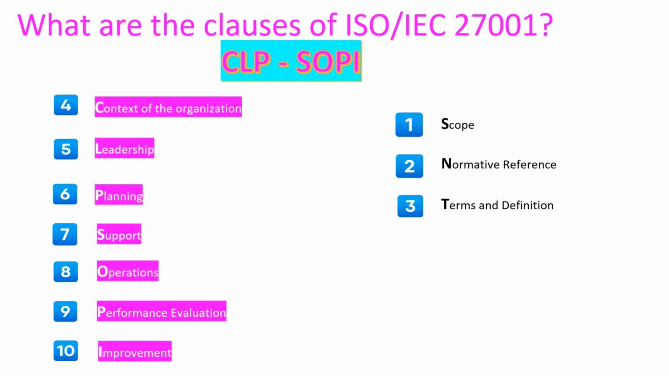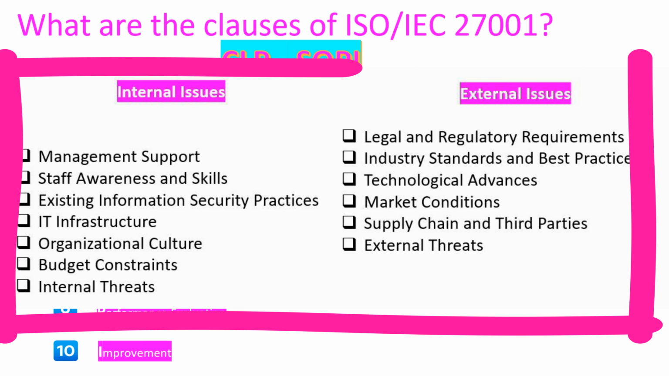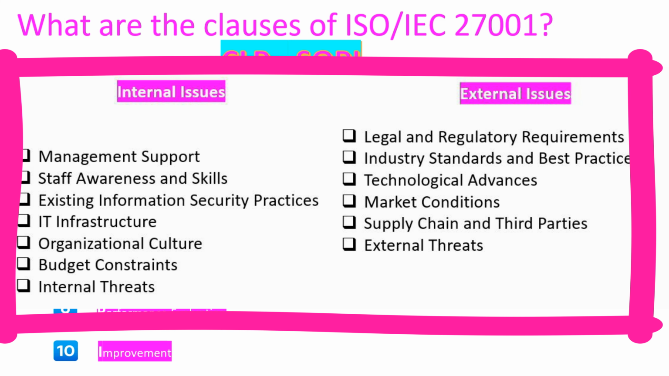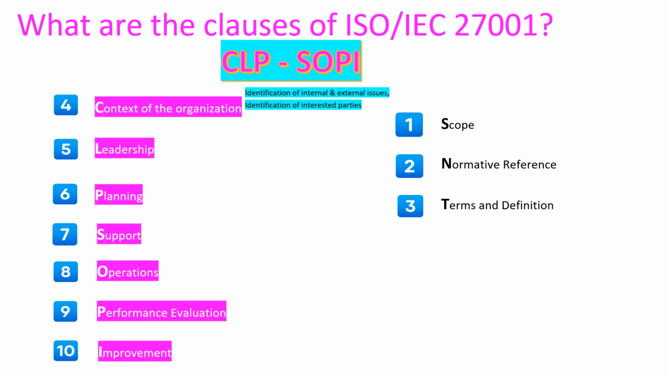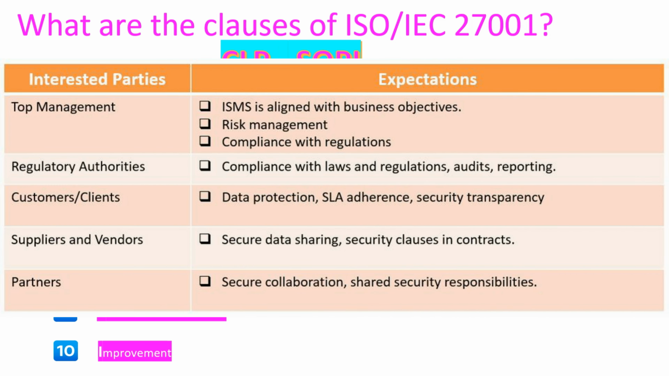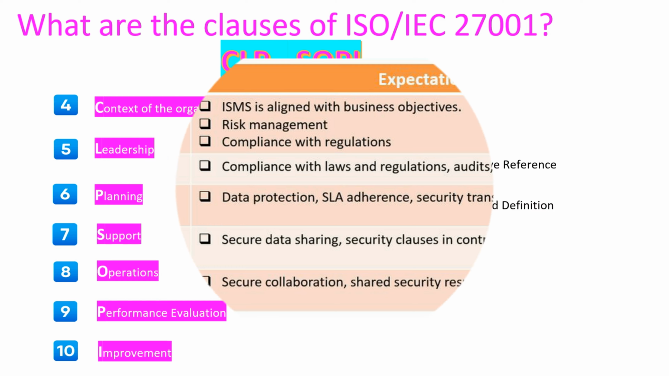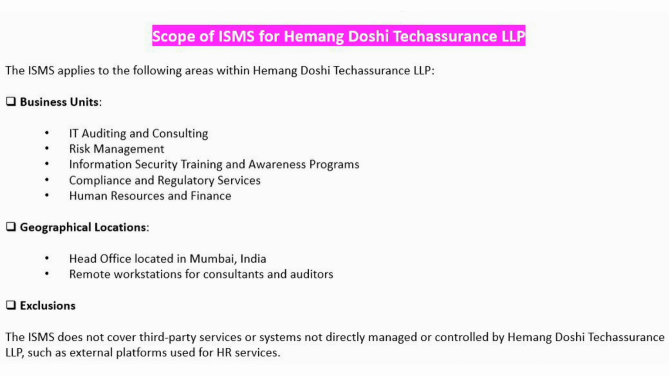So, clause number 4 is about context of the organization. It requires that the organization needs to identify the internal and external issues which can have an impact on the ISMS. Also, to identify interested parties and their needs and expectations with respect to information security. It also requires defining the scope of the ISMS. In our subsequent lecture, we will discuss in detail the best way to audit this requirement.